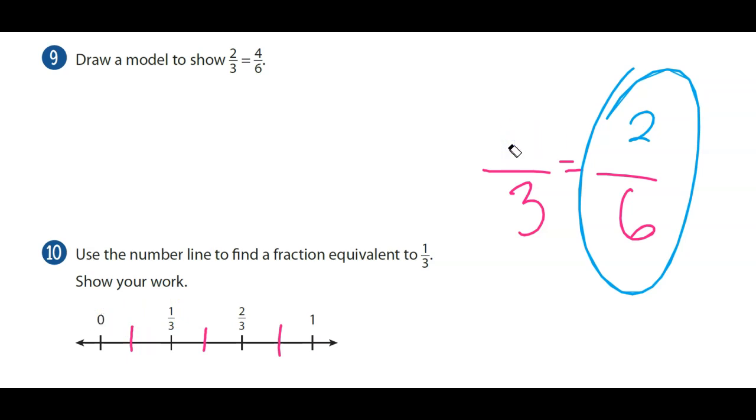So if I have 2/3, how many sixths is that? Once you hop from 0 to 2/3, how many is that? 4. What is it? 4. So how many sixths is that? 4/6, because from 0, I went 1, 2, 3, 4. And that's it.